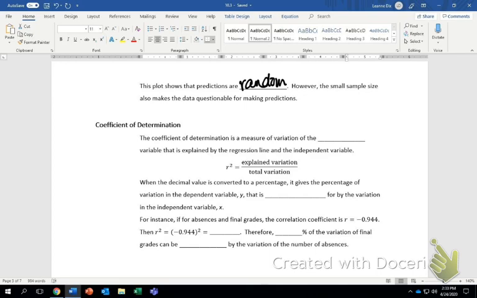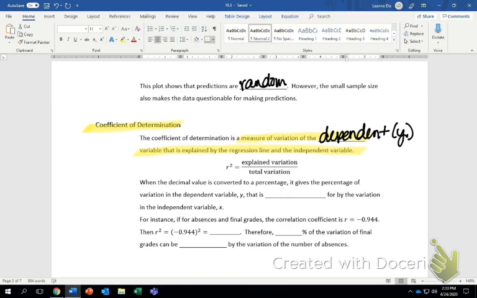Now the coefficient of determination is just a measure of variation of the dependent variable, which is your y variable. This is a ratio between your explained and your total variation. That is the whole purpose of why I showed you explained and total. I said that we're not going to compute it, but knowing that it is a ratio between the explained and total can help you understand where I'm coming from.